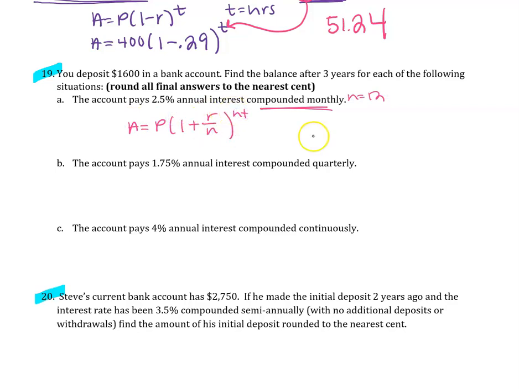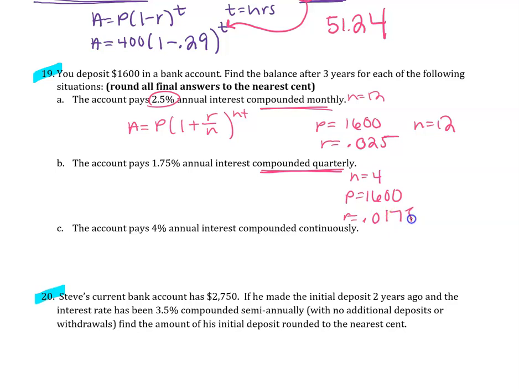Okay, so in this case, initially we've got 16,000. You just plug that in. R would be 0.025 because we have to divide this number by 100 in order to convert it to our rate decimal. And N would be 12, as I already previously wrote, because that's 12 times a year. Now it would be almost the exact same thing for the next problem, same formula, but quarterly means 4 times a year. Initial amount is still 16,000. Our rate adjusts to 0.0175.